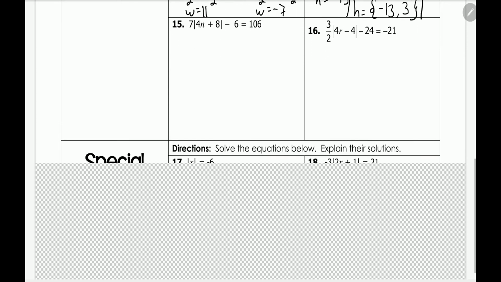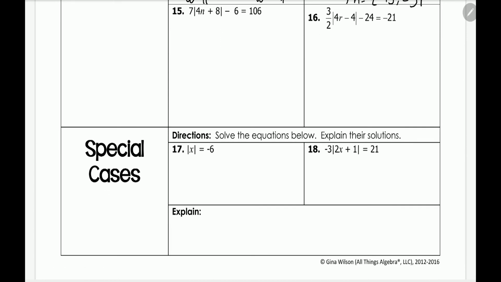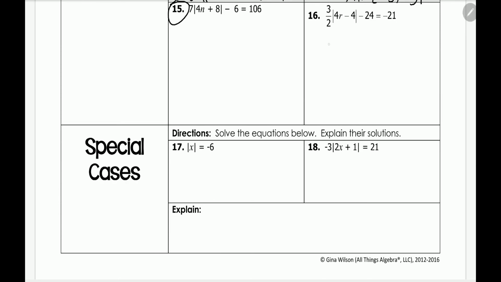Let's look at number 15. Alright, so number 15, we have 7 times the absolute value of 4n plus 8 minus 6 is equal to 106. I want you to do this one by yourself. Alright. For number 16, we have 3 over 2 multiplied by the absolute value of 4r minus 4 minus 24 is equal to negative 21. We'll do this one together.